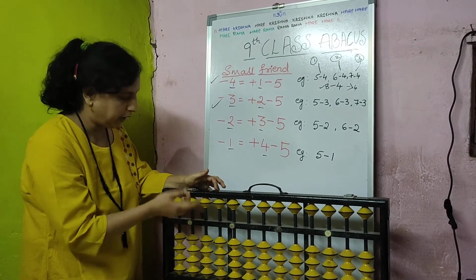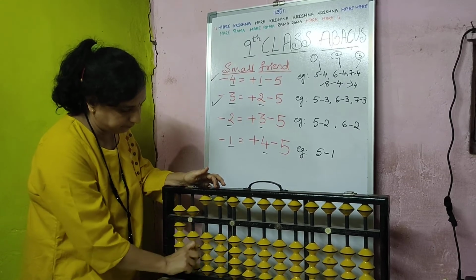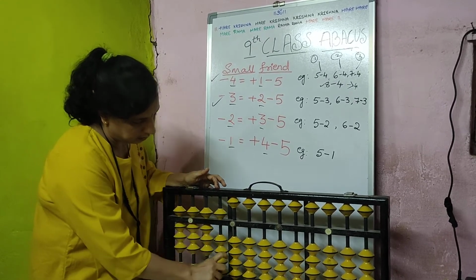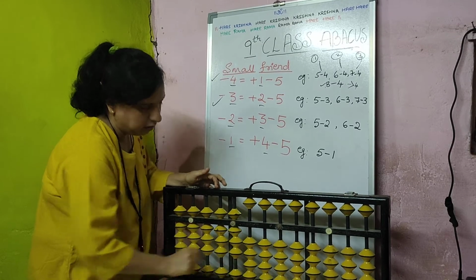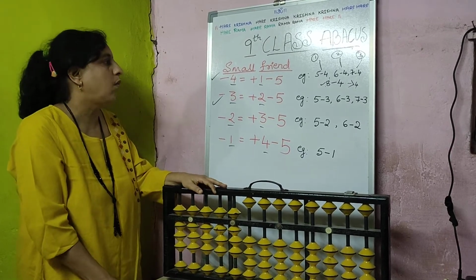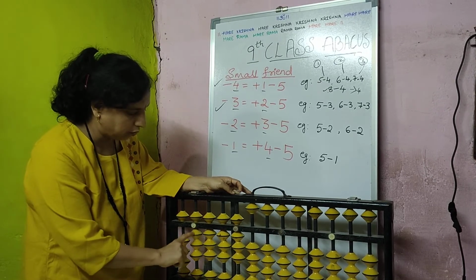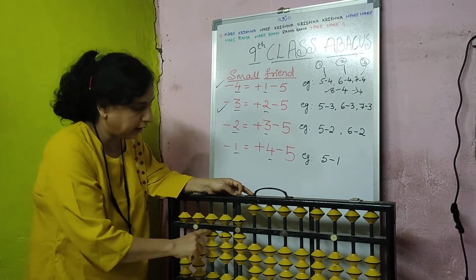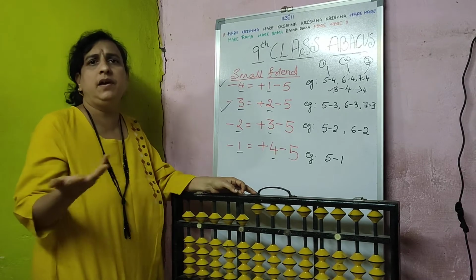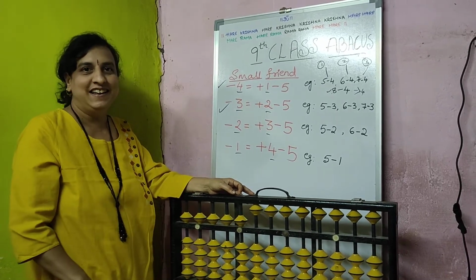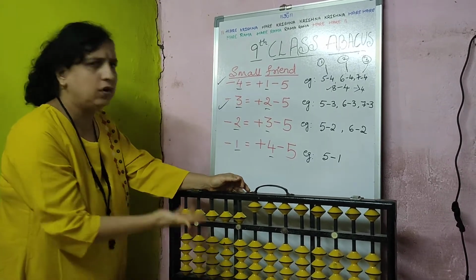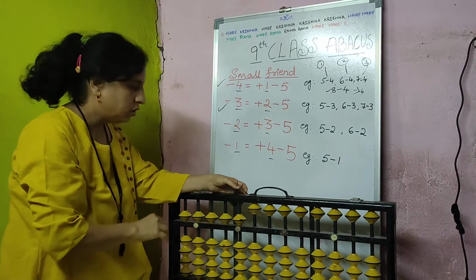Now again I am going to take 8. When there is 8 and I want to do minus 3 again, I can do minus 3 directly. Why? Because 3 beads are there. Sufficient beads are there, isn't it? So I can do it directly, with no need of this formula.